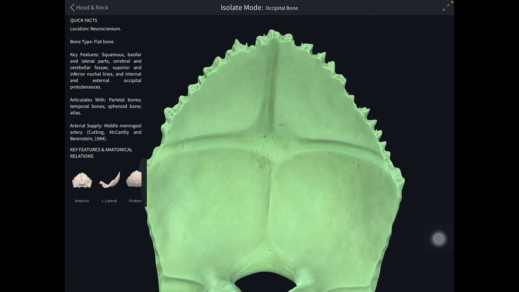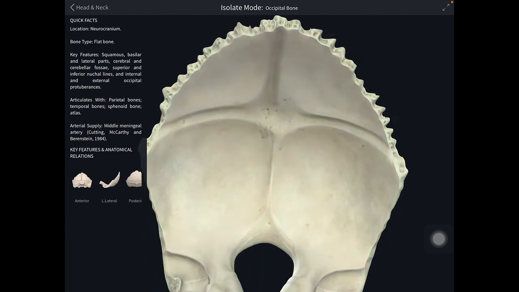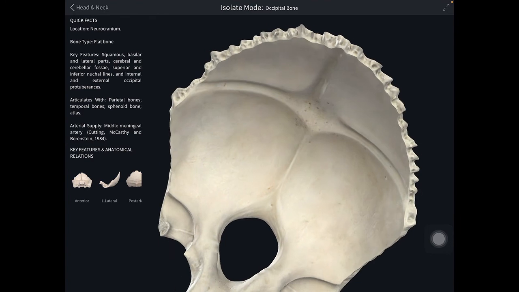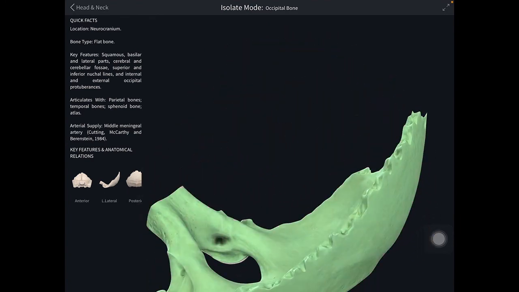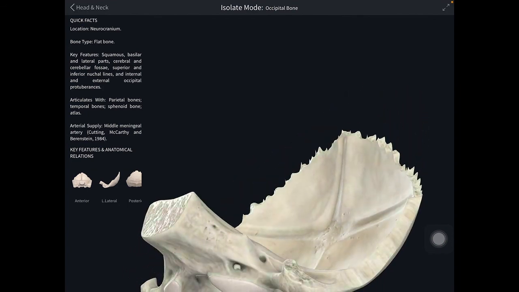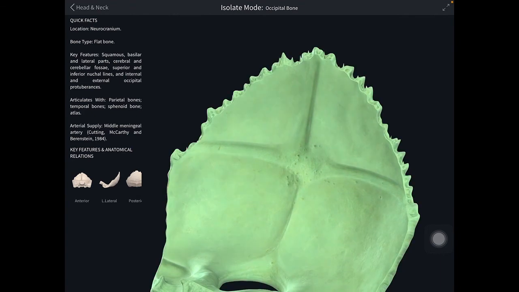Now we will see the borders, the supralateral borders. Each border is serrated and articulates with the posterior border of the parietal bone and forms half of the lambdoid suture. So now you can see it is serrated.